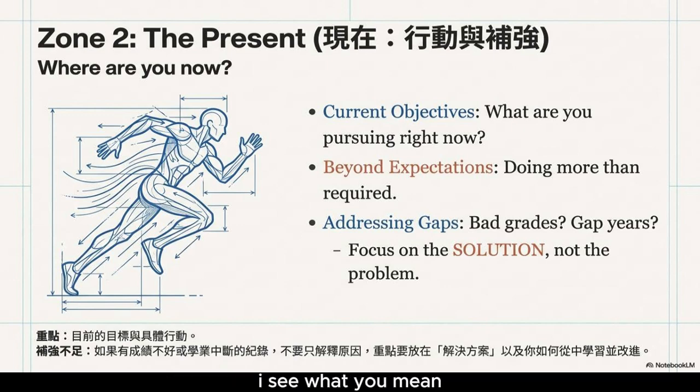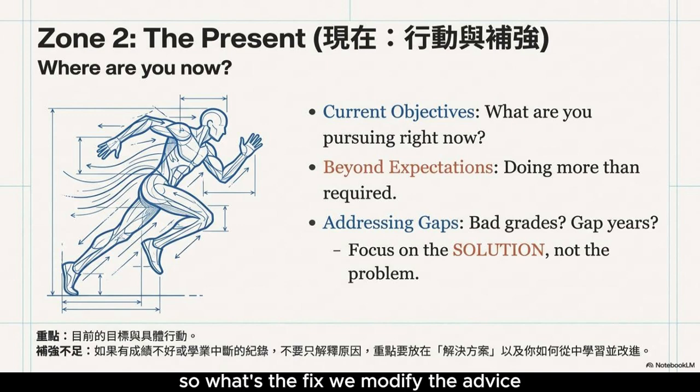I see what you mean. The slide basically says to ignore the problem, which is good advice to avoid whining, but if a student glosses over the problem too quickly... The solution has no weight. There's no narrative arc. If you just say, I fixed my grades, without explaining why they fell in the first place, the reader doesn't feel that triumph.